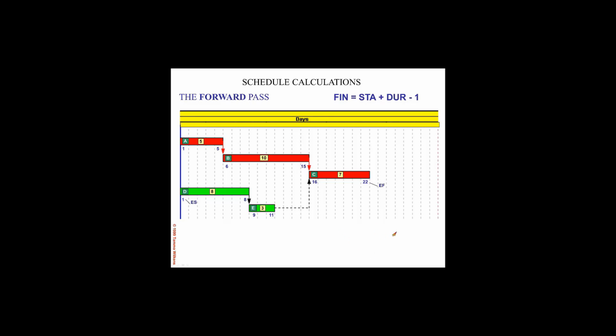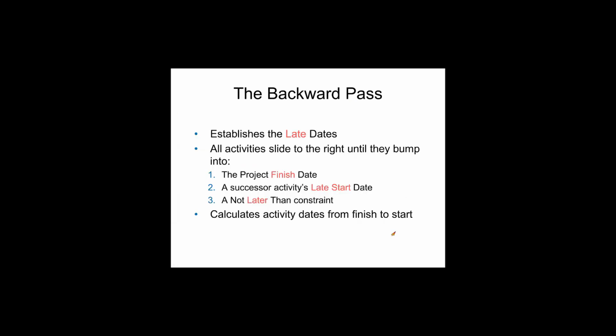Now let us look at the next stage of the calculation, and that is the backward pass. It establishes the late dates. All activities in this case slide to the right until again they bump into one of 3 things: the project finish date, a successor activity's late start date or a not later than constraint. And it calculates activity dates from finish to start, from right to left.